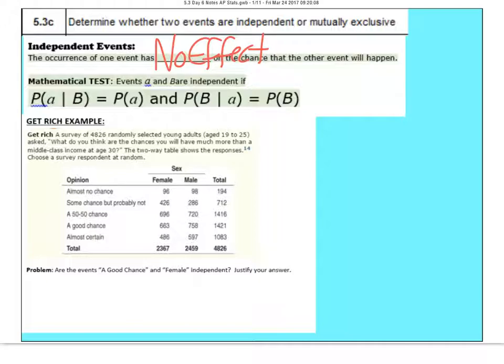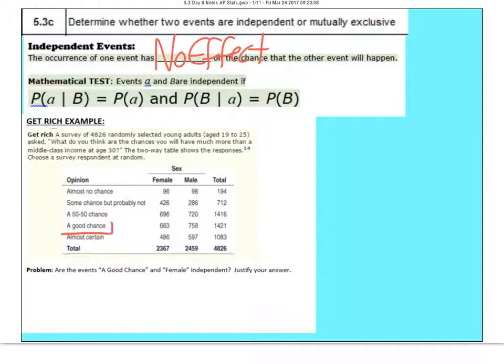Here we have a get-rich example. In a survey, we have 4,826 randomly selected young adults, 19 to 25 in age. They were asked, what do you think are the chances you will have much more than a middle-class income by the age of 30? This two-way table shows us the gender and the opinions on whether they're going to have a higher than middle-class income. So the question here is, are the events a good chance and female independent?